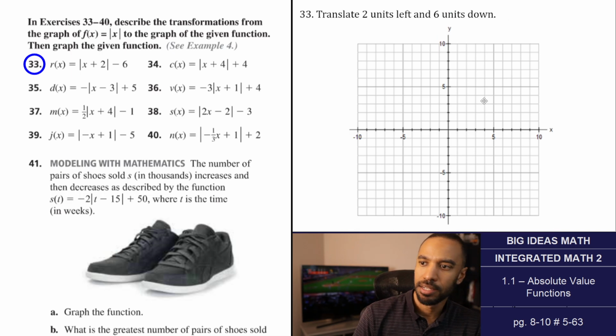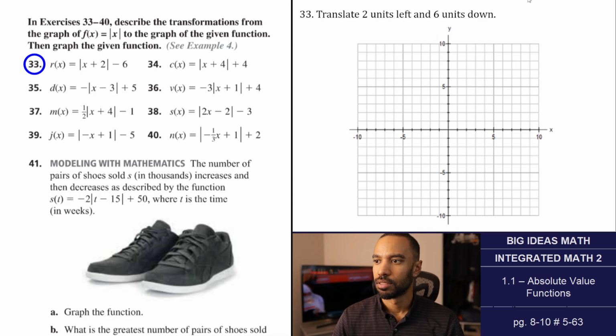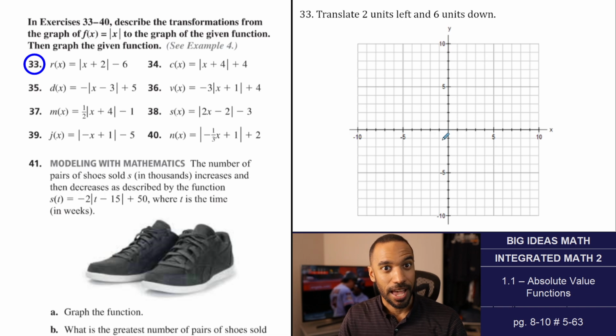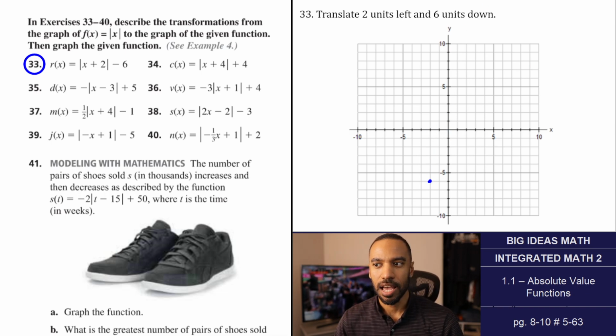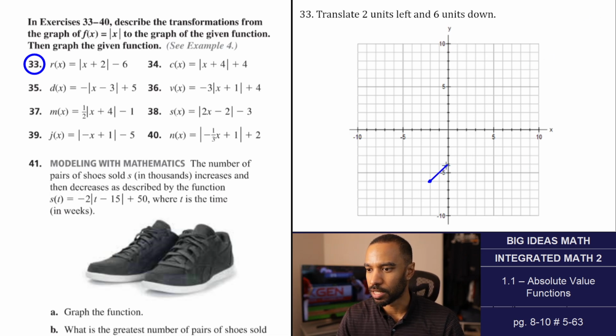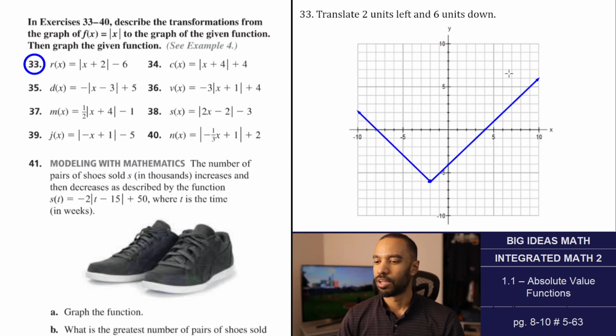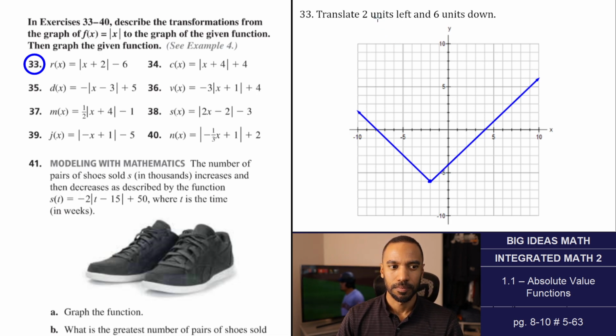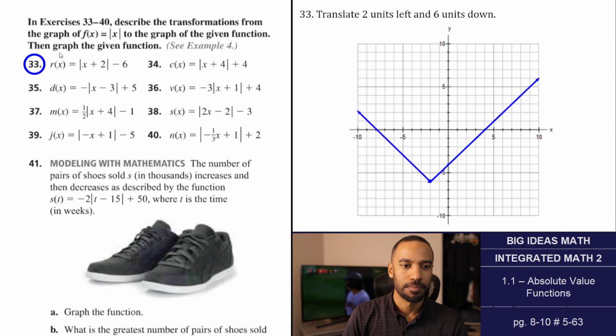So with that in mind, let's do it. The vertex is at -2, -6. And this has that up 1/1 nature to the graph. So let's just get that one taken care of. Like that. That might be faster than what I was doing before. As long as I don't mess up. Okay. So there's 33. Number 34.